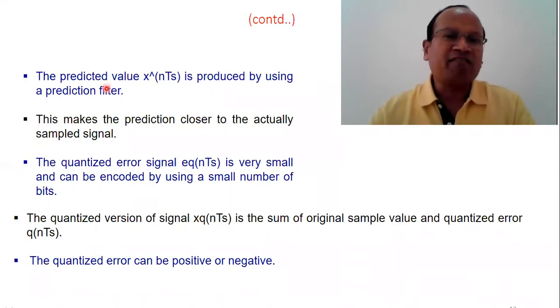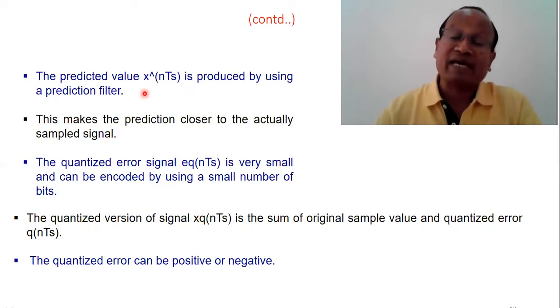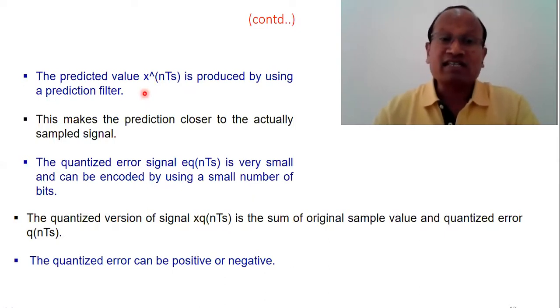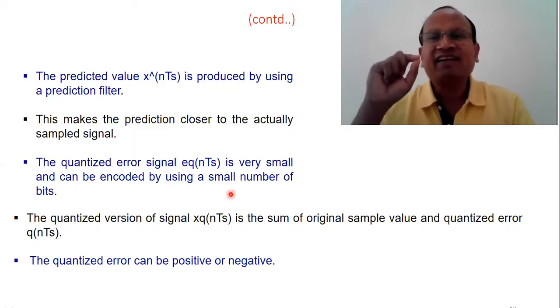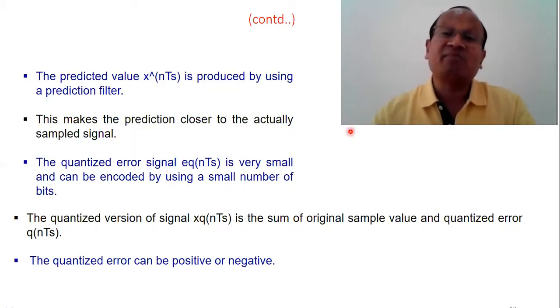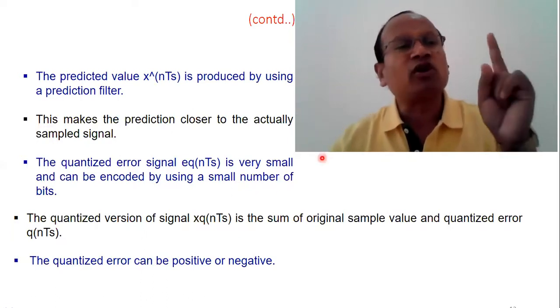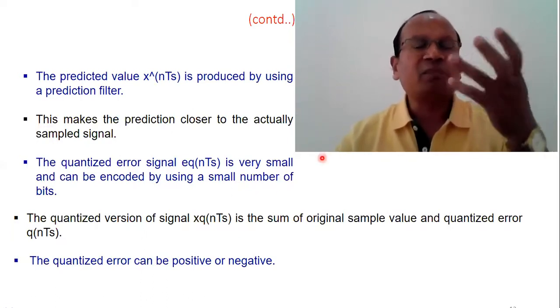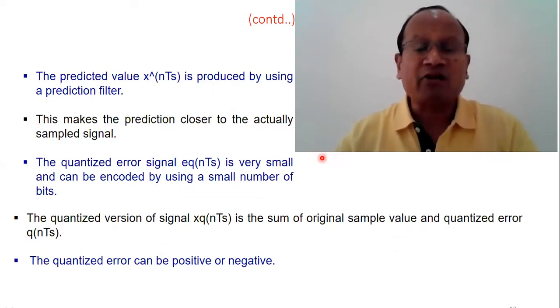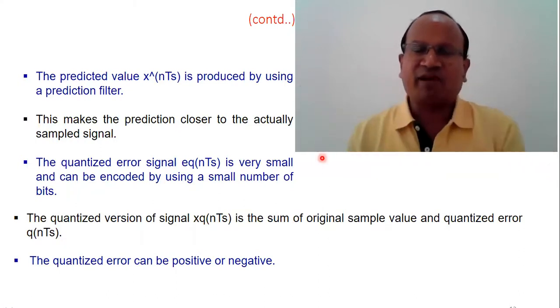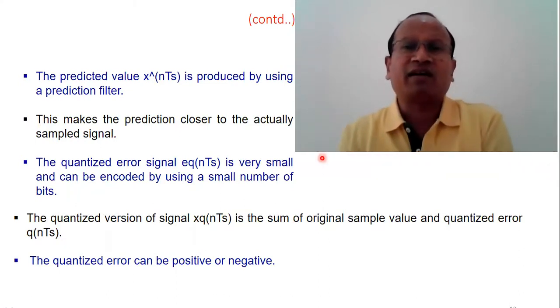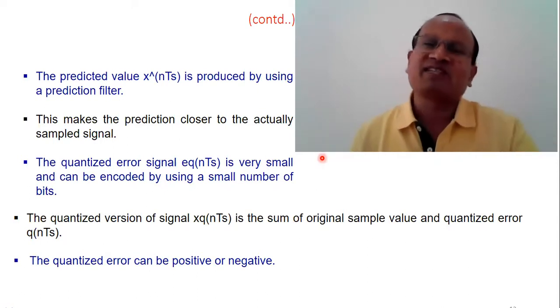So, the predicted value is produced by using a prediction filter. This makes a prediction closer to the actually sampled signal. The quantizer error signal is very small and can be encoded by using a small number of bits. In delta modulation, we encode in 1 bit, but in DPCM, we encode in multiple bits. But obviously, rather than encoding a large sample value, now we are encoding the difference between the two samples.